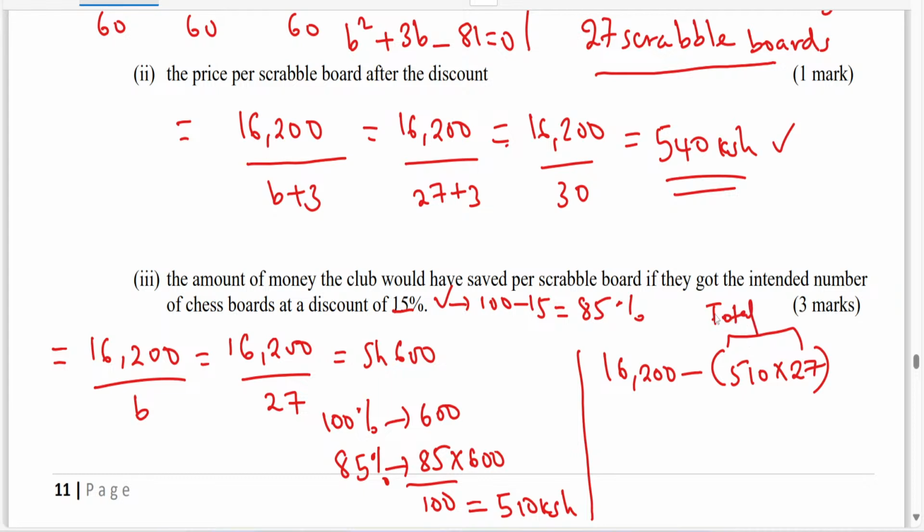So 510 multiply to 27, hiyo ni after hiyo discount. So let's find it out. So 510 times 27 itakupa 13,770. So uta subtract na hiyo 16,200. Sawa. So the total amount that he had saved, remember C per Scrabble, but for the total amount, so 16,200 minus 13,770. So answer yako ya 2,430 Kenya shillings. Simple as that.